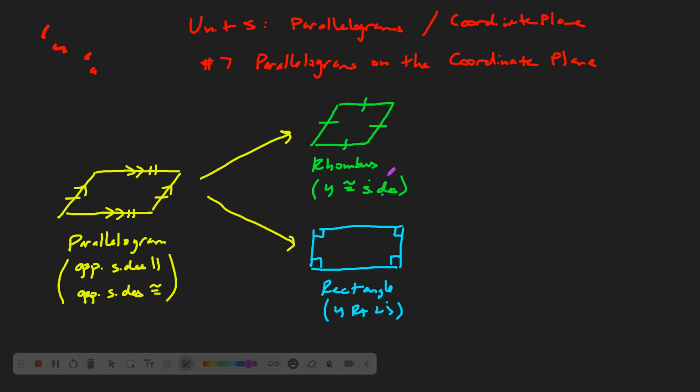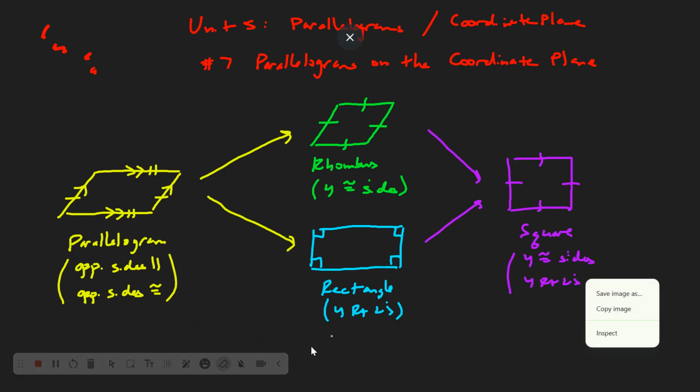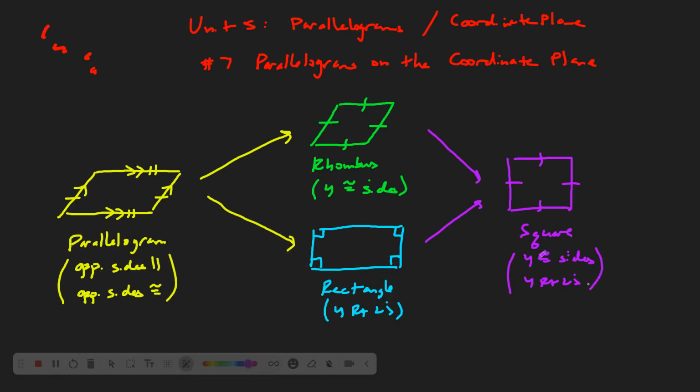And then lastly, if both of these are true, then you are a square. Remember that a square has the properties of both rhombuses and rectangles. So a square does have 4 congruent sides: 1 dash, 1 dash, 1 dash, 1 dash. And it has 4 right angles. So I'll put right angle boxes in all 4 corners. Boom, boom, boom, boom. So this is the hierarchy of parallelograms.